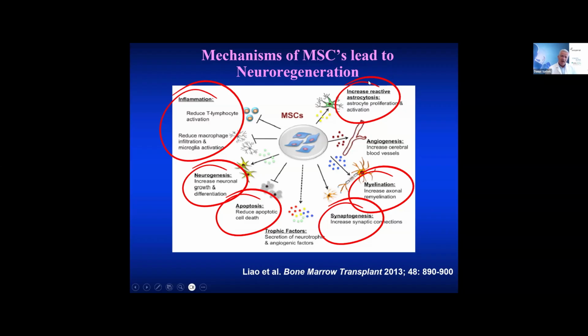You can see here that on one side it increases reactive astrocytosis, it fosters myelination and synaptogenesis. There is a decrease of apoptosis and an increase of neurogenesis. And in the end, and this is probably the most important mechanism, is immune modulation. In this case, it is a reduction of T lymphocyte activation, but also of macrophage infiltration and of microglia activation.